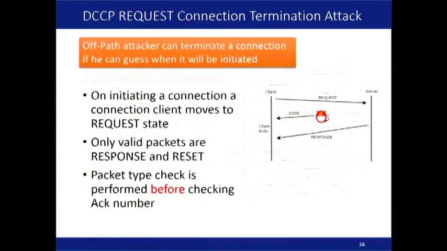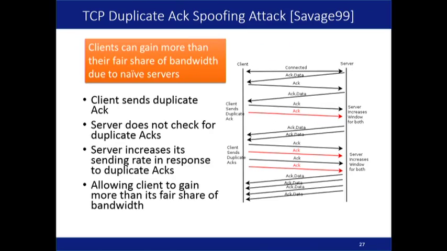Another of the attacks that we found is the TCP duplicate ACK spoofing attack. This is a previously known attack. It was discovered by Savage in 1999. This attack allows clients to gain more than their fair share of bandwidth due to overly naive servers.